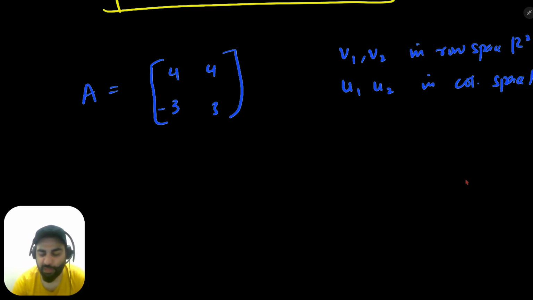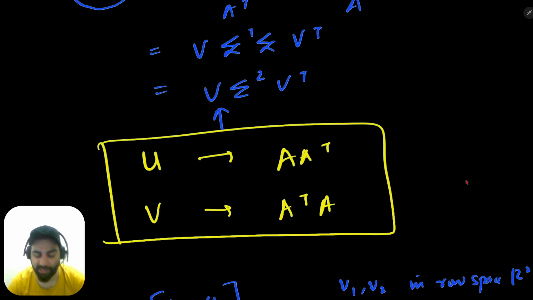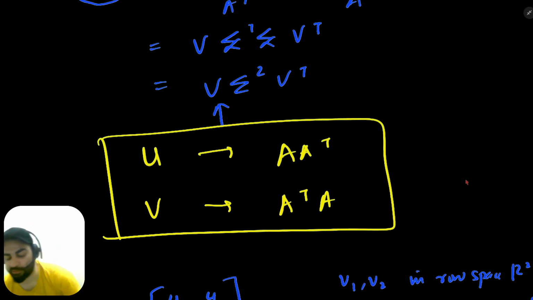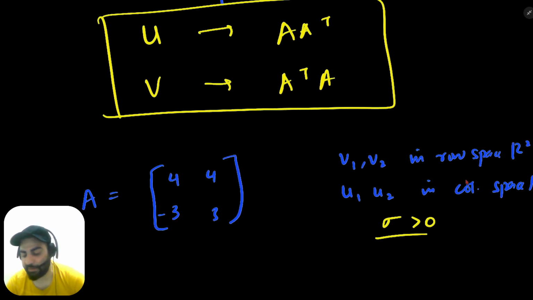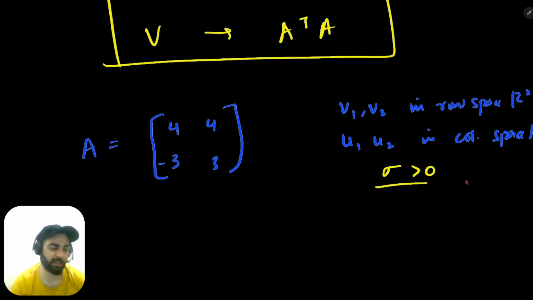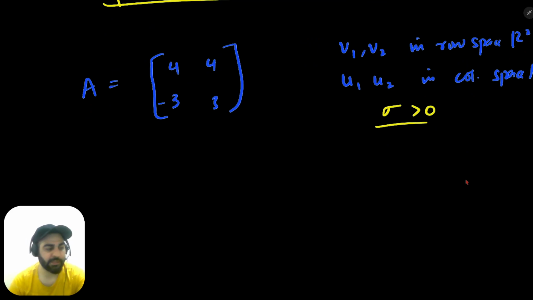Now this is a positive definite matrix. So what will we get? We'll get these sigmas, and the sigmas will be greater than 0, because A transpose A is a positive definite matrix, so the lambdas will be greater than 0. Obviously, when you take the square root of these numbers, they'll be greater than 0. Okay, so now let's do one thing.